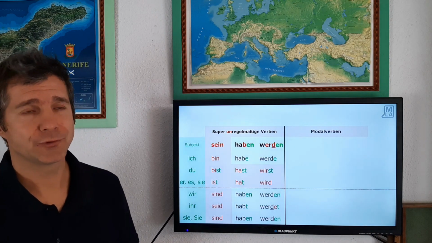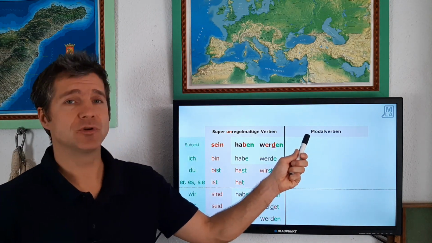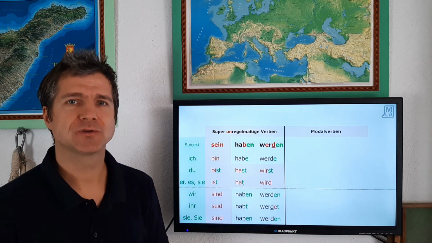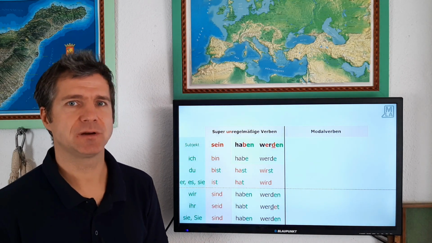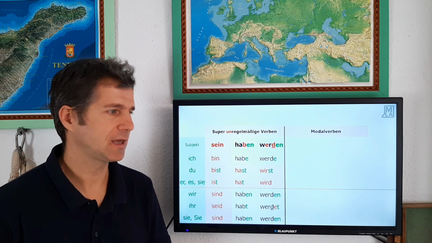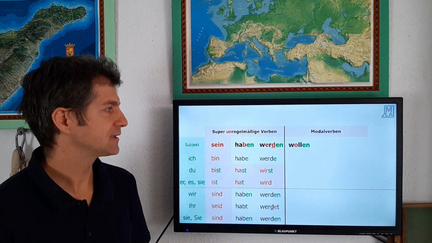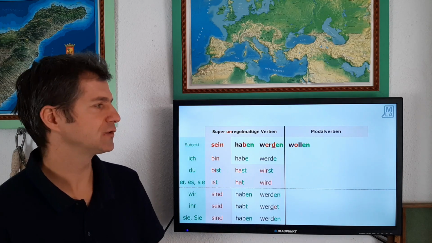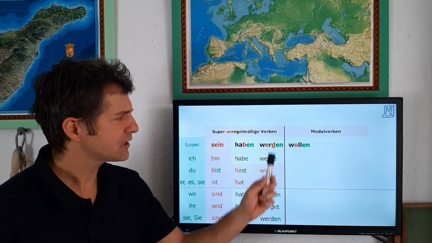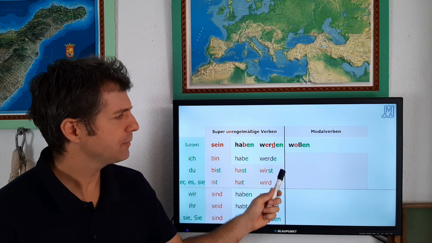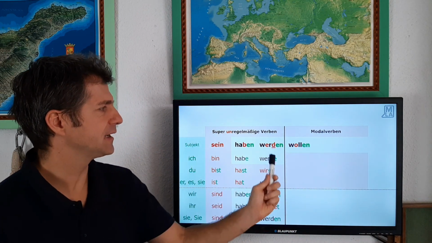And one more group for today. It's the modal verbs, die Modalverben. It's like when I say, I want to speak German, I must speak German, I can speak German, no? Things like this. It's a modal verb. So let's see one example. Wollen is to want to. And this is actually a special group. It will be irregular for everything in singular.